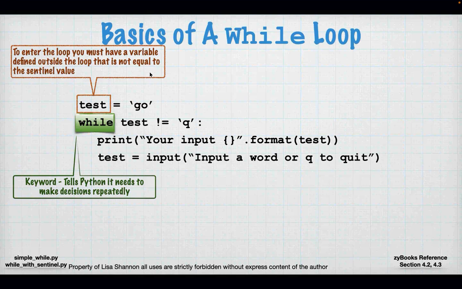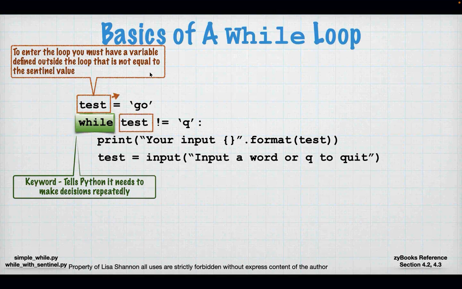So the way this reads is: test is not equal to the letter Q, true or false. That's how you read that. It's read just like an if statement, except you're going to keep doing it again and again and again, which is where the while comes in. And then we have stuff in the middle, in the local scope.